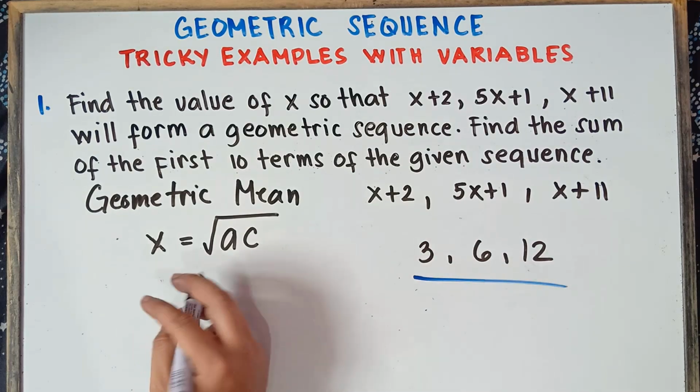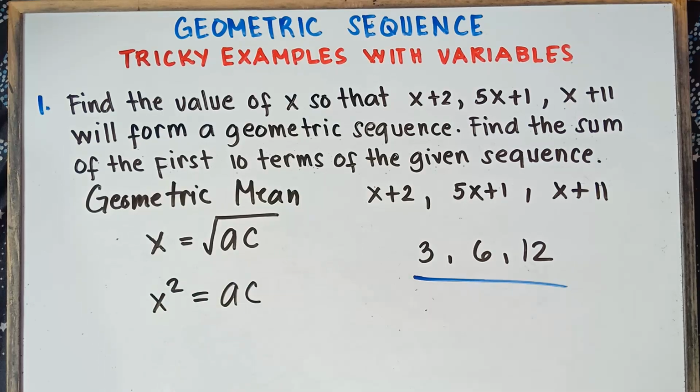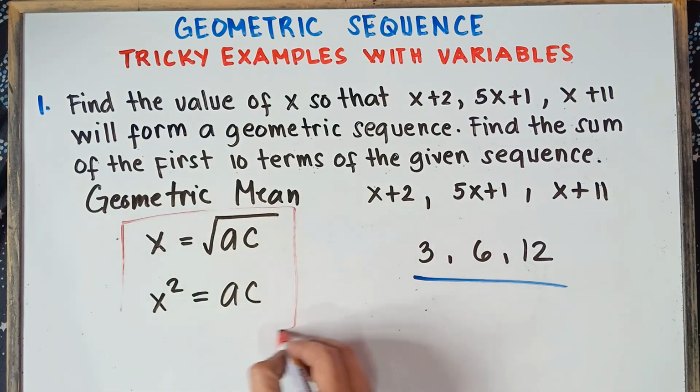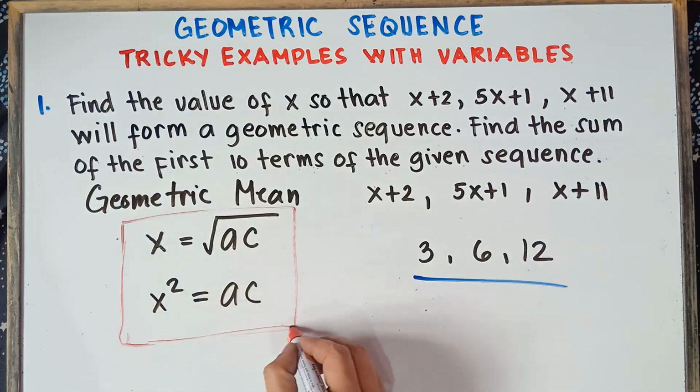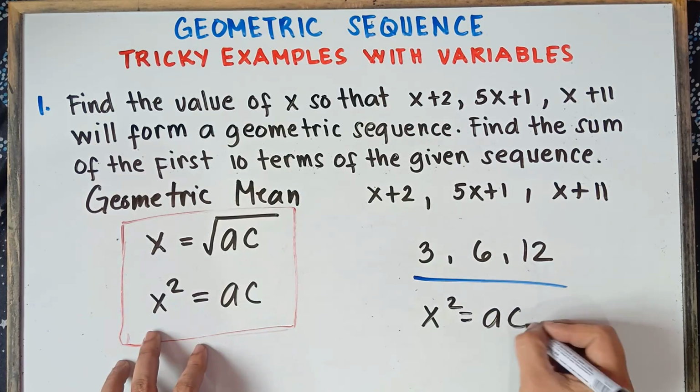Or we can have this formula, this is just the same, class: x squared is equal to A times C. Question, class, is this the same? Yup, this is just the same. Why is that, sir? Example, class, this one, x squared equals A times C.